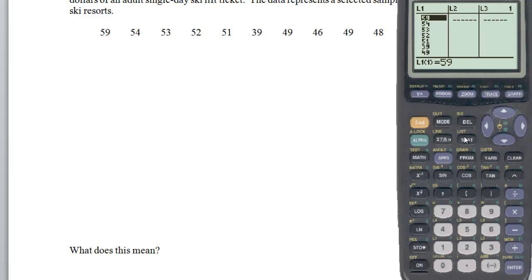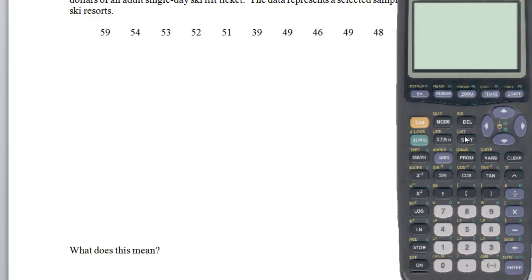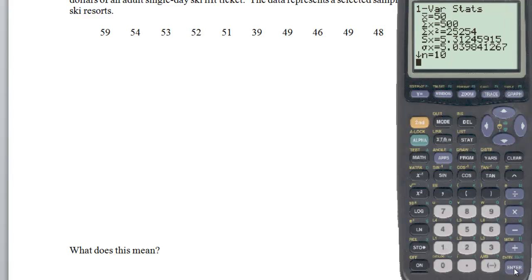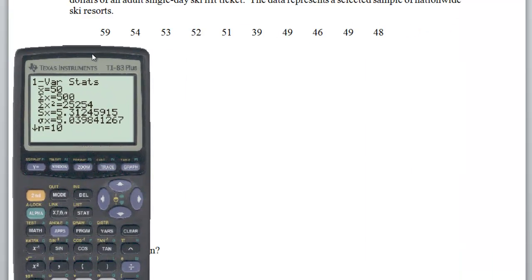Now, I've done so already, and in fact, I want to show you how we can do that. We hit Stat Enter, and that's where you can type in your data. And to get the standard deviation, we're going to go Stat, Right, 1, Enter. And there it is. Our standard deviation is going to be 5.3. So I'm going to move that off to the side here so I can use that, and I'll get back to drawing on the screen.